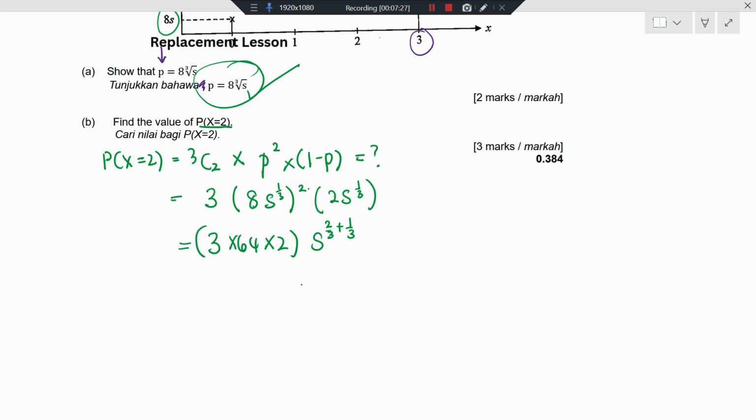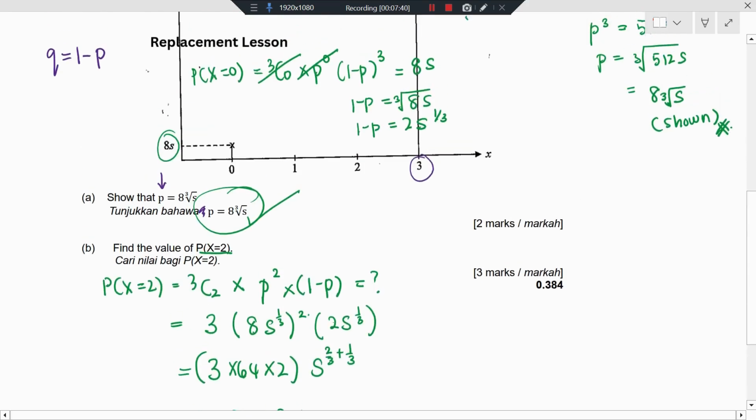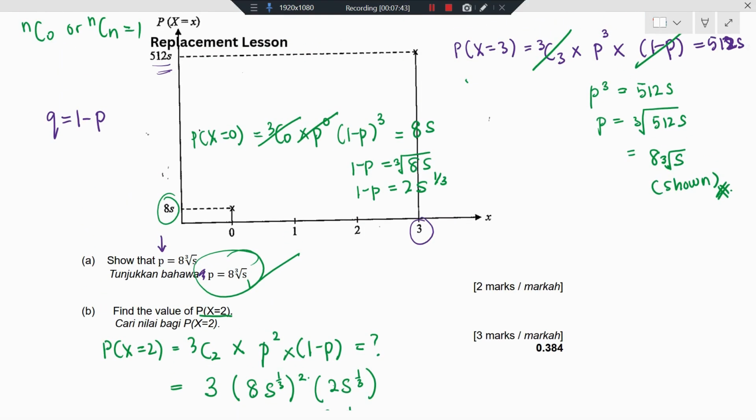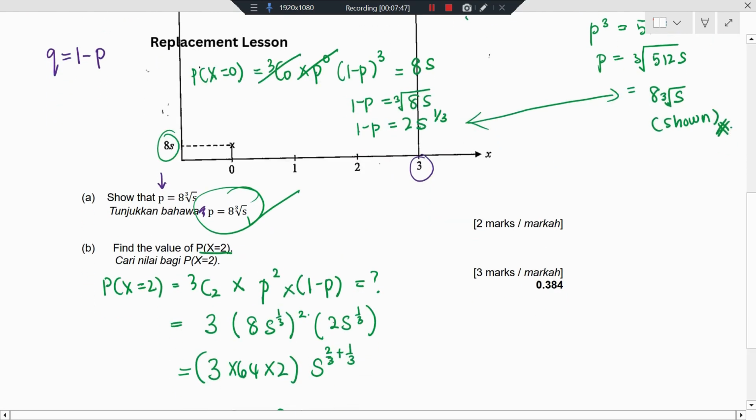So what I'm getting here, 64 times 3 times 2 is 384. S^(2/3) plus S^(1/3) is S^1. So we need to find the S. The only way we can find the S is this: we can relate these two.